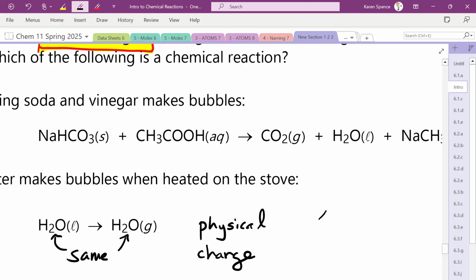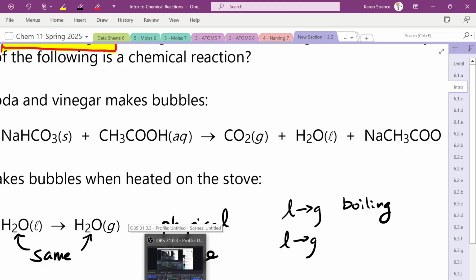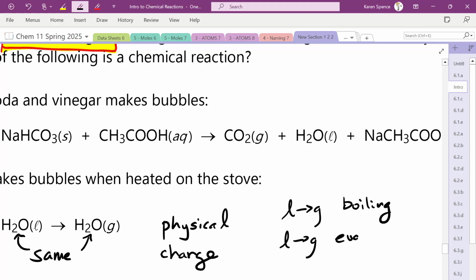And just so you know, liquid to gas, if we have to heat it up to do it, that is called boiling. What do we call it if we go liquid to gas just like at room temperature? Evaporation.